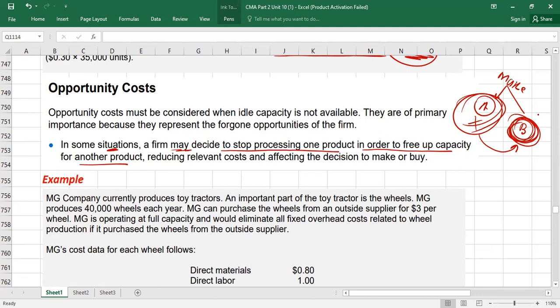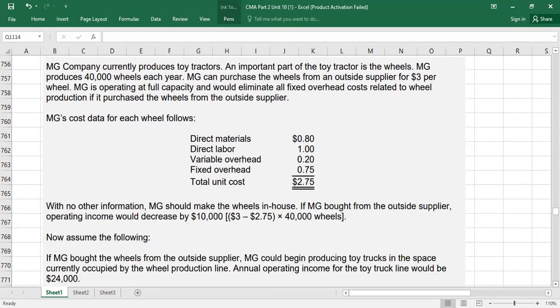So here we have one more example. This is the second example, and then I'll show you an exam standard question. I'm just trying to explain a concept here. We have an MG company. MG company currently produces toy tractors. An important part of a toy tractor is the wheel. So MG produces 40,000 wheels each year. These are the units we are producing, 40,000. MG can purchase the wheels from an outside supplier for $3. This is the cost of purchase. If you buy it, you have to pay only $3. MG is operating at full capacity and would eliminate all fixed overhead cost related to the wheel.